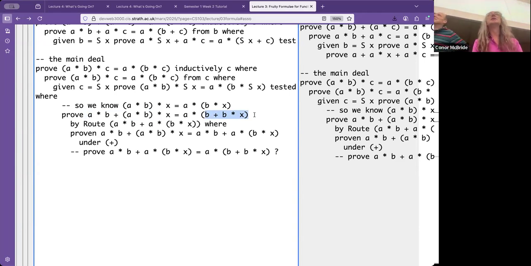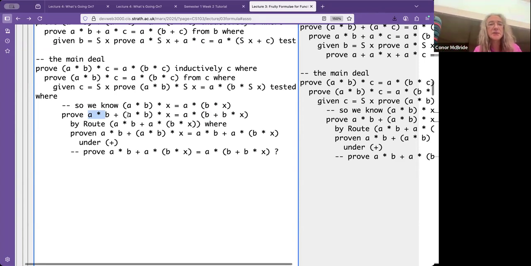This game is not random or magical. This game is very, very deliberate once you know what you're looking for. You can see here, there's an A times at the front on the right-hand side. And at the front on the left-hand side, there's a plus. And inside the plus, you've got an A times here. So that's almost useful because we're trying to get the two sides to match. So we need to make them more and more similar.